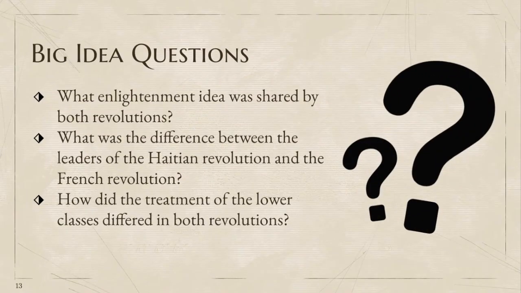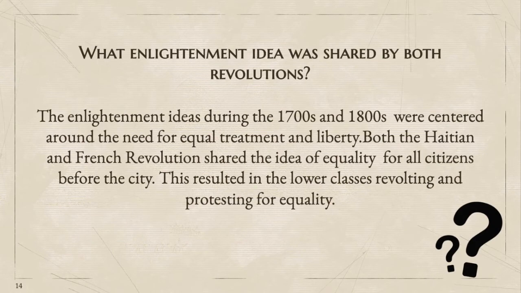So, these are the big idea questions that we showed in the beginning of the video, and here are possible answers to each of the questions. For the first question, you could have written, the Enlightenment ideas during the 1700s and 1800s were centered around the need for equal treatment and liberty. Both the Haitian and French Revolution shared the idea of equality for all citizens before the law. This resulted in the lower classes revolting and protesting for equality.